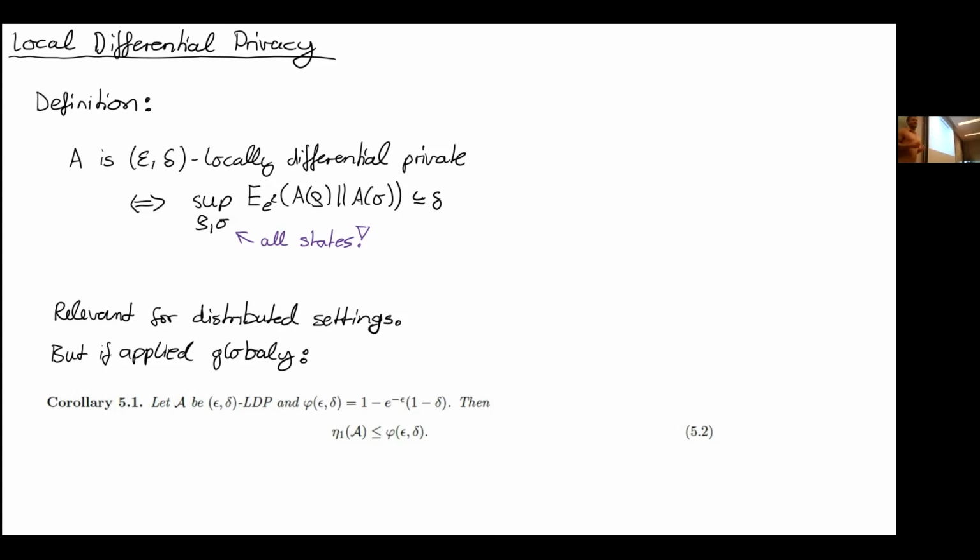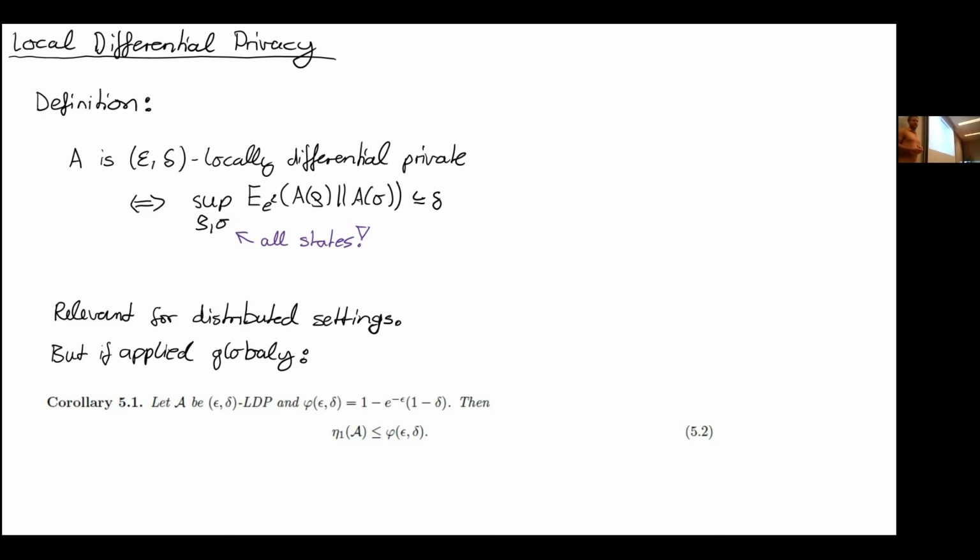privacy. And this just means you don't just check for all neighboring states, but you check for all states. And classically, this is often applied to network settings. So if your database isn't with one person that can provide you the whole database, but is distributed over many people who individually send you data, then they want their own data to be differentially private. And so a statement over the whole data set isn't sufficient for them. And this is when people look at local differential privacy.